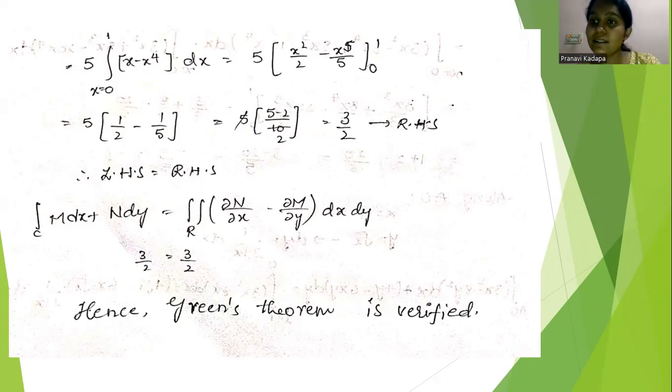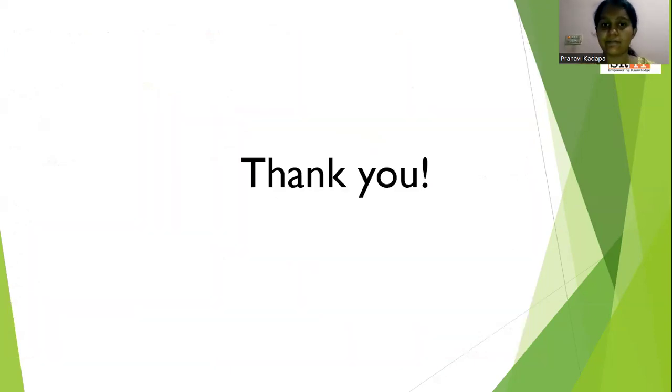Now applying the x integration and limits to this equation, we finally get the answer 3 by 2, that is the RHS. As we know, to verify Green's theorem, the LHS and RHS should be equal. Now 3 by 2 equals 3 by 2. Hence Green's theorem is verified. Thank you.